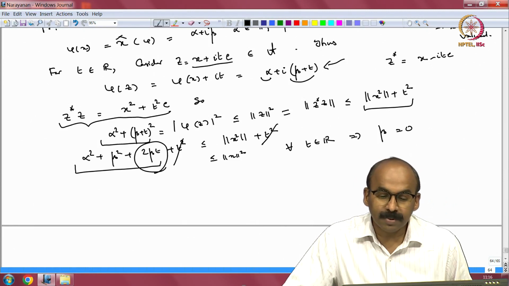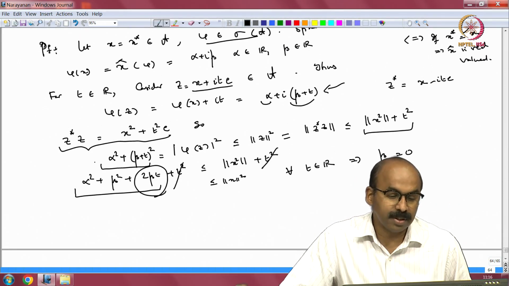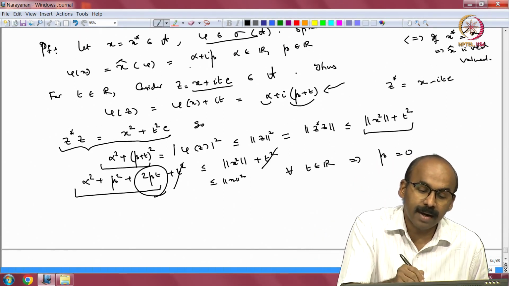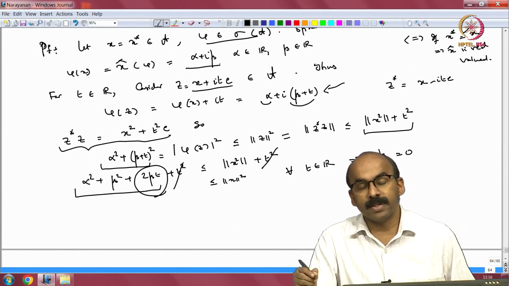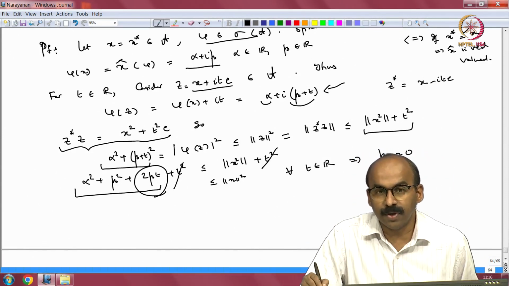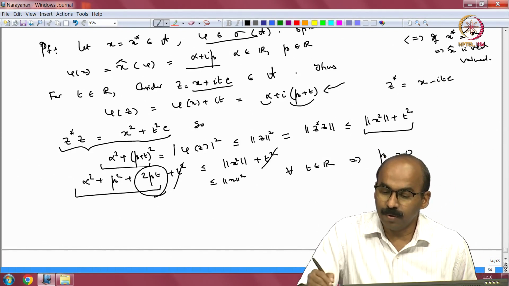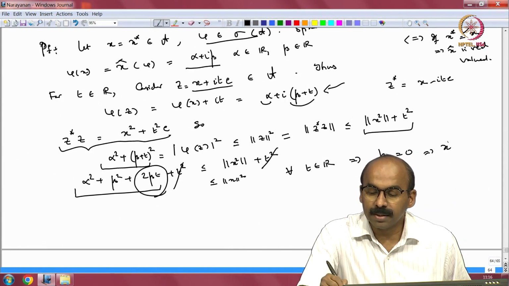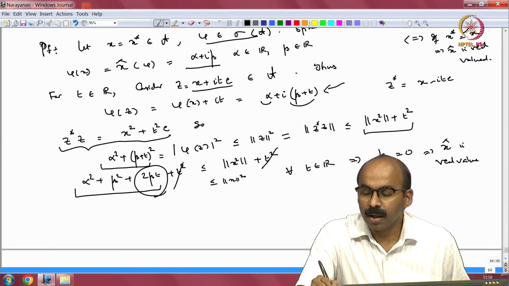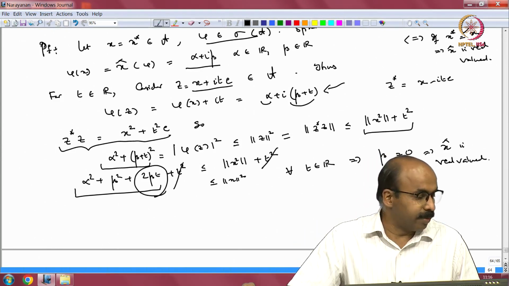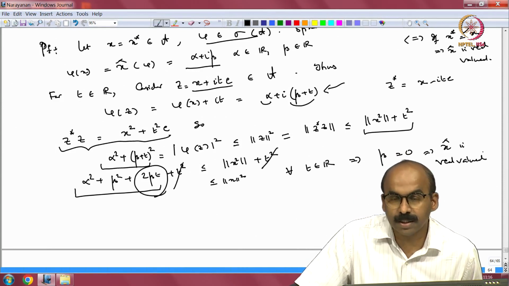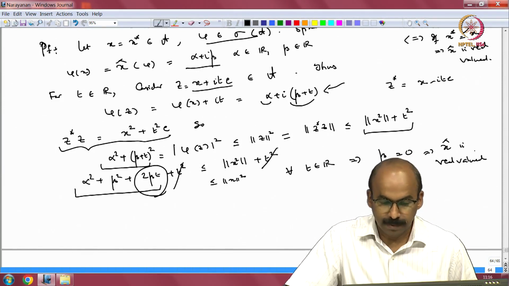But that is precisely what we want to prove, because we started with x hat at phi to be equal to alpha plus i beta and we proved beta is 0. That means x hat is real valued, and that is the same as saying A is symmetric. So, any C star algebra is symmetric.